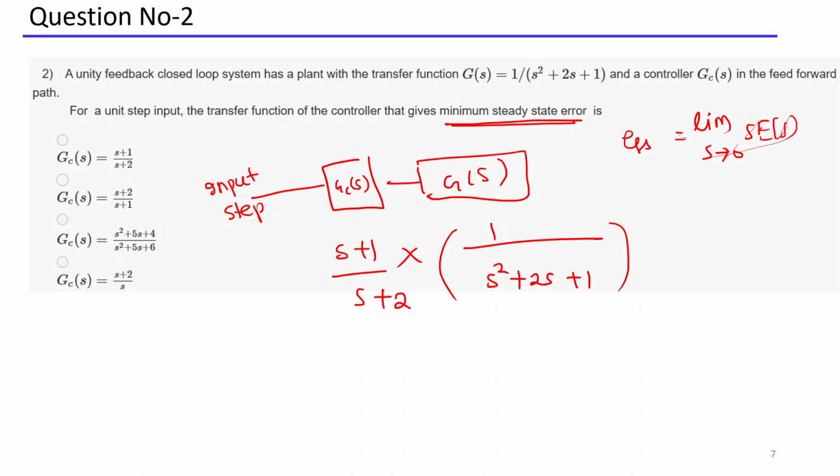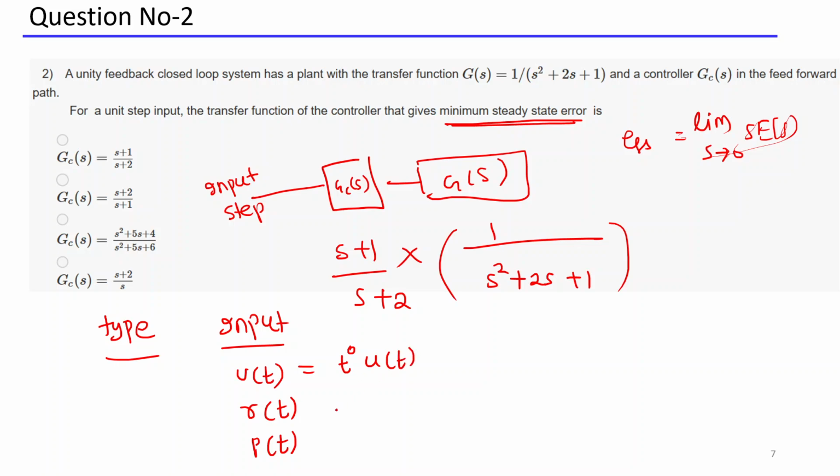error. But if you're a little bit smart, and you know what I already told you in the last class, there are two things: one is the type, the other is the given input. There are three types of input in our control system: unit step input, ramp input, and parabolic input. The unit step u of t is t to the power 0 u of t. R of t is t to the power 1 u of t, and the parabolic input is t square by 2 u of t. If you attend all my lectures, you can easily catch this.